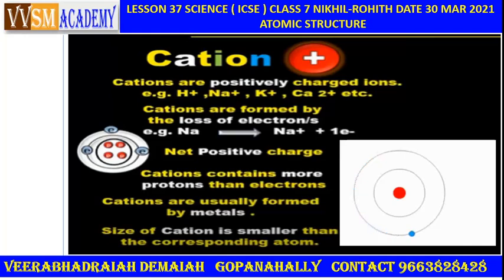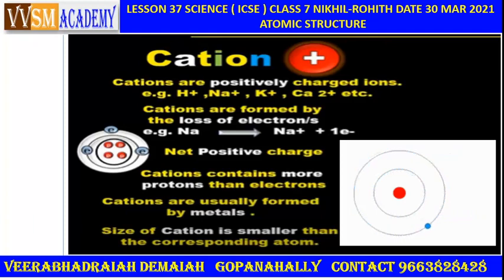Positive ion is called a cation. Why is it called a cation? Because it is always moving towards the cathode. Positively charged ions are called cations: H plus ion, sodium plus ion, K plus ion, Ca2 plus ion, etc. So valency can be monovalent, divalent, trivalent, tetravalent, pentavalent, etc. You know that last class we have given all these things. Monovalent, only one electron in the outermost orbit. Divalent, 2 electrons in the outermost orbit.